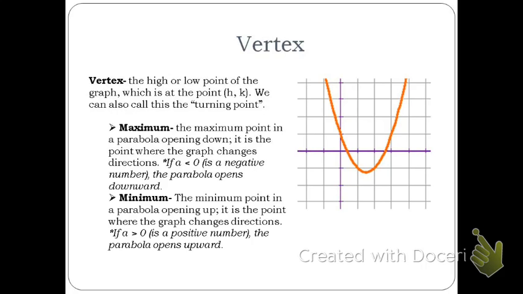So minimum is the minimum point in a parabola opening upwards. It is the point where the graph changes if your a value is greater than 0. Basically, if it's positive, then the parabola will always open upwards, like in this picture. So there's the vertex minimum.